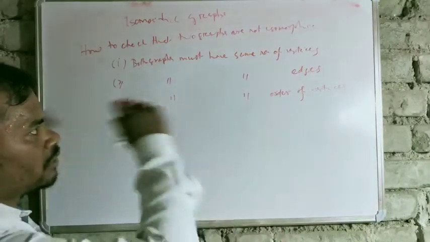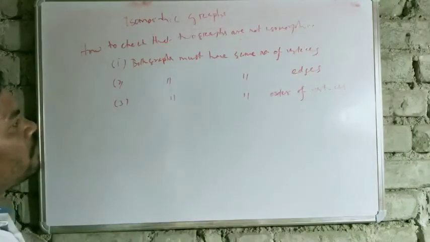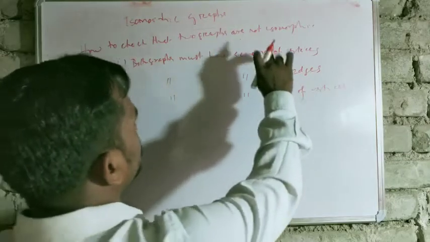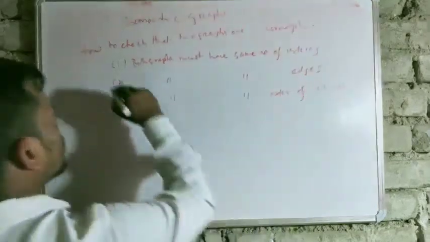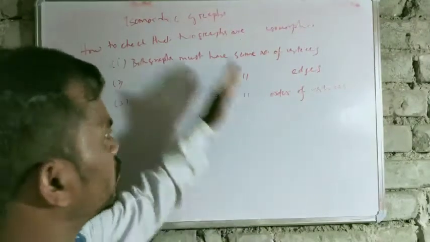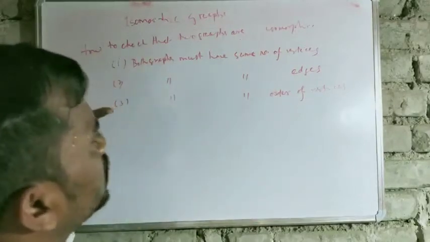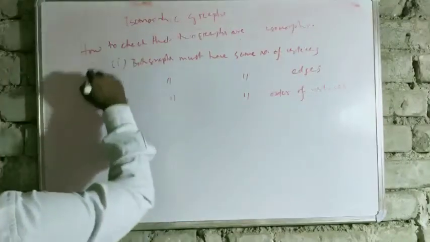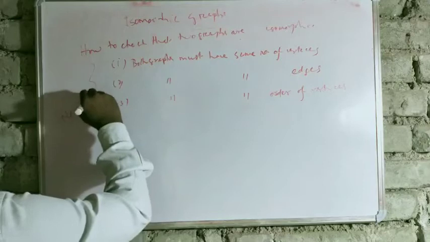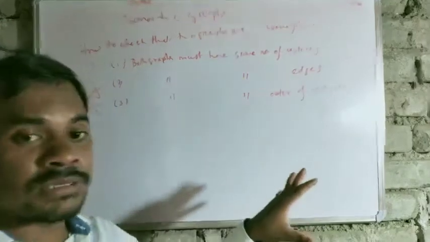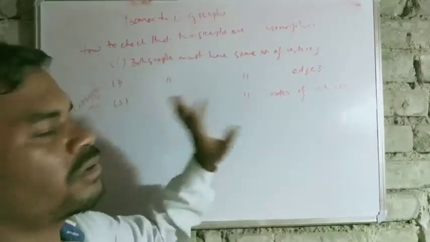So to check that two graphs are isomorphic, these three conditions must hold. If any of these three conditions does not hold, then you can say that these two graphs are not isomorphic. So for isomorphism, these three conditions are necessary. But if these three conditions are satisfied, that does not imply that these two graphs are isomorphic.